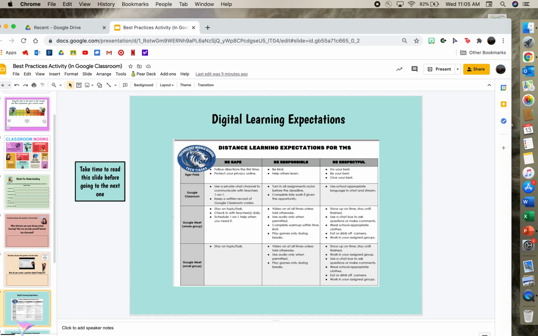Google Meet whole group. So make sure you're staying on topic. Make sure you're asking for one-to-one help if you need it. Make sure that your video is on unless told otherwise. Use audio only when permitted. Complete warm-up. Just basically whatever is being asked of you in a Google Meet, try your best to do that.